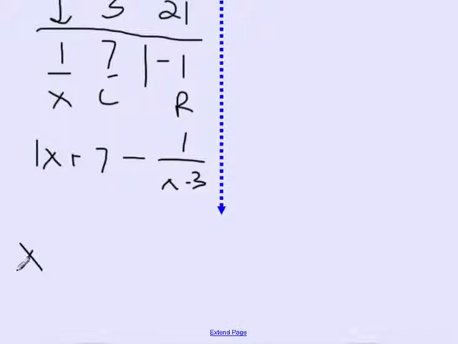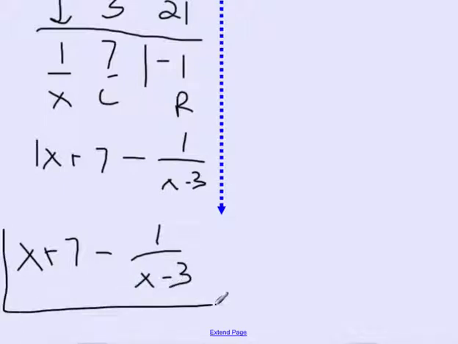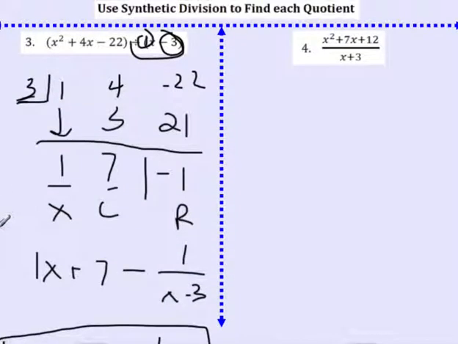Now, whenever you have 1x, you don't have to write that 1. So I have x plus 7 minus 1 over x minus 3. So that's your final answer for number 3. Let's take a look at number 4.